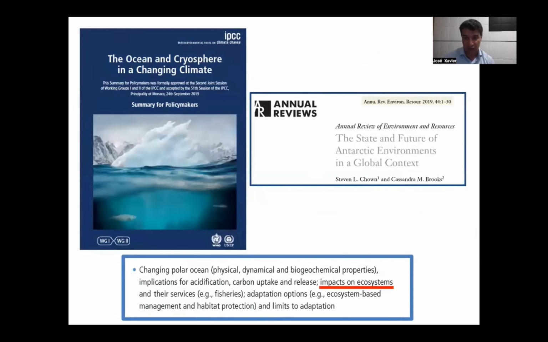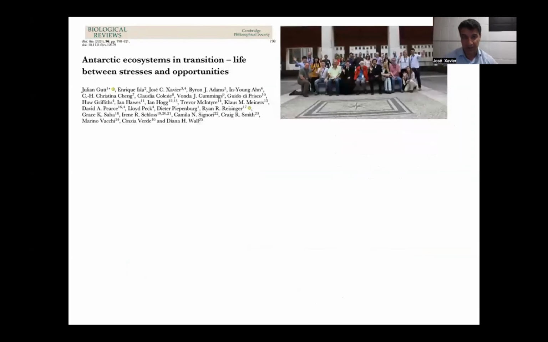And this was already nicely portrayed by Stephen and Cassandra when we were talking about the Southern Ocean, because the impact of Antarctica on the rest of the planet is considerably high. And the IPCC reports highly acknowledge the relevance of the Southern Ocean to the planet and its consequences. But the pace of change in the Southern Ocean is so high, and implementing policies is quite more challenging.